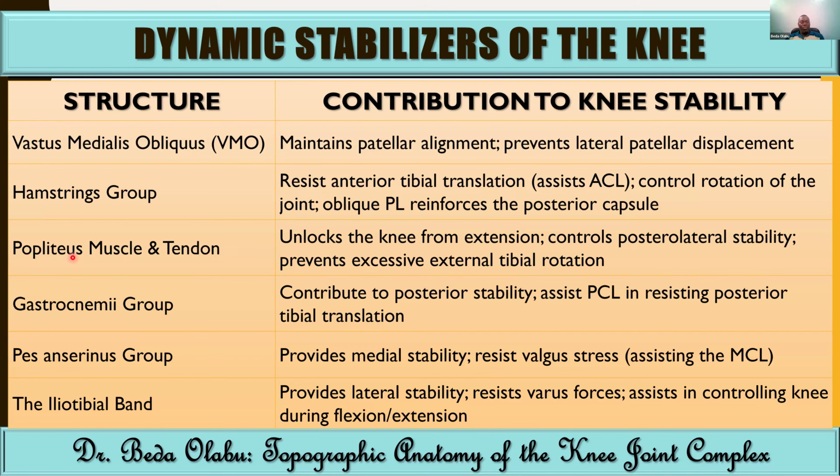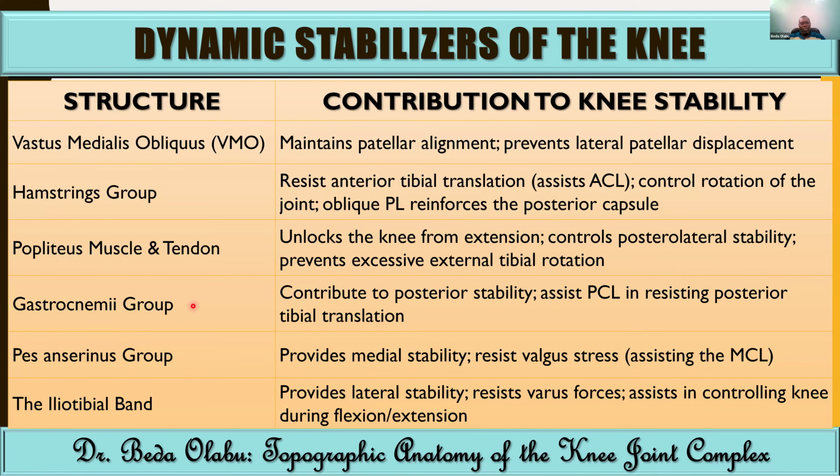Other than that, the popliteus muscle also controls the posterolateral stability of the joint because the muscle is on that side, and generally prevents excess external tibial rotation because of its orientation. So it prevents excess tibial rotation.